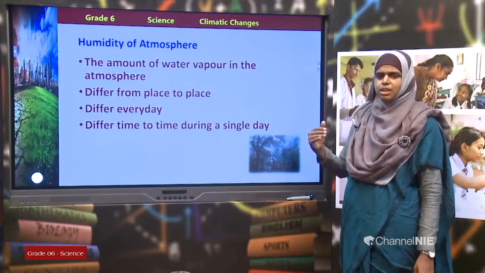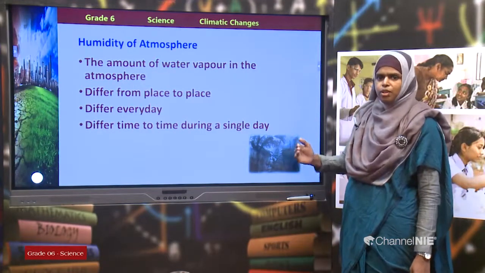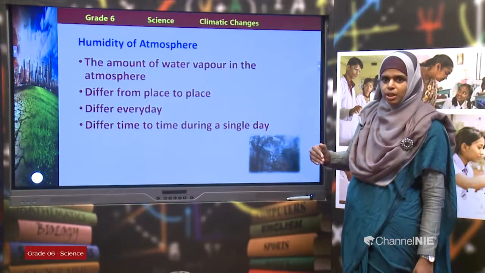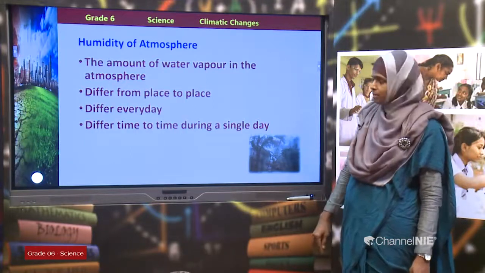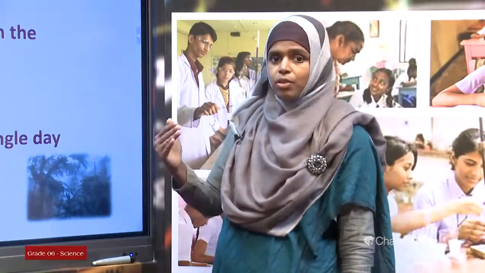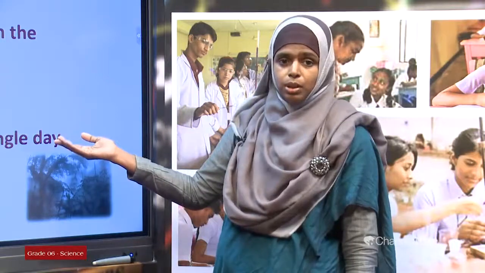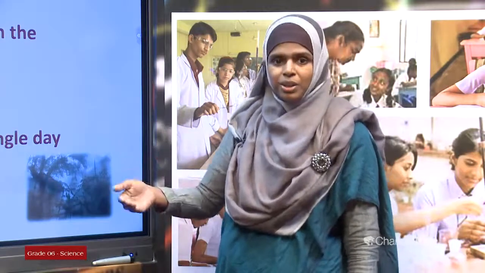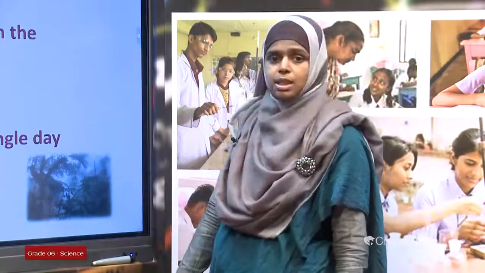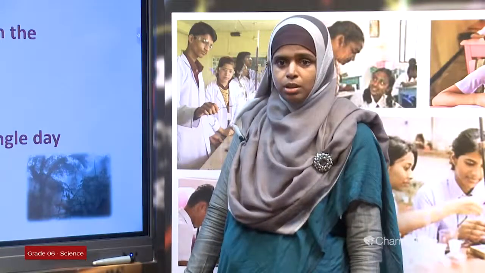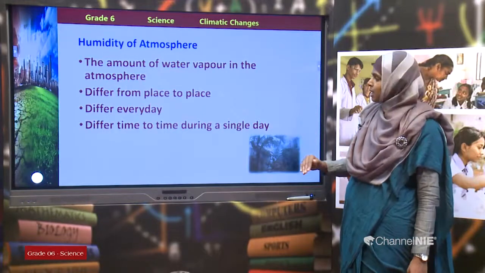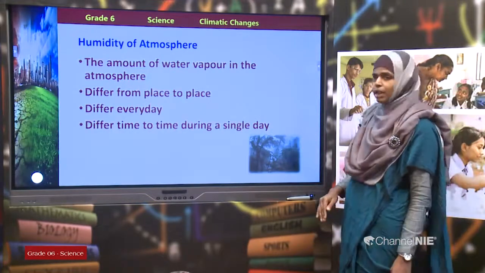As well as if you consider a single place, it differs every day. Each day the humidity would differ. Today's humidity would be different from yesterday's. As well as on a single day, during a single day, from time to time, the humidity would differ. In the morning, afternoon as well as evening, children, the humidity would change. So, now we learned humidity is the amount of water vapor in the atmosphere, right. It changes from day to day, from place to place as well as at different times of the day.